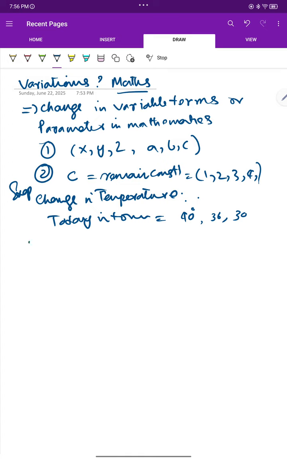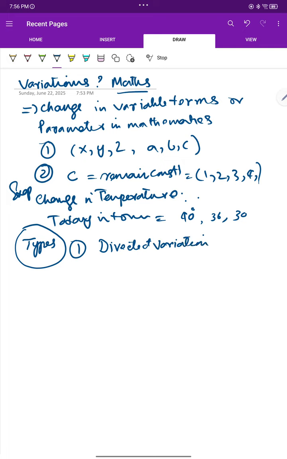So there are two important types of variation. Number one, direct variation. Let's say x is directly proportional to y. X is increasing, y is also increasing. It's a function and it's a variation.